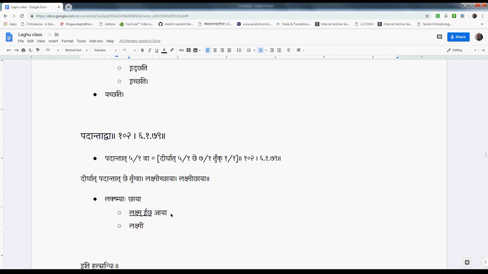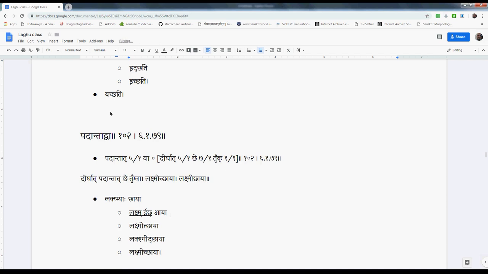Lakshmi tugagama Lakshmi Chaya, that becomes Lakshmid Chaya, and it will become Lakshmi Chaya. Lakshmi Chaya.